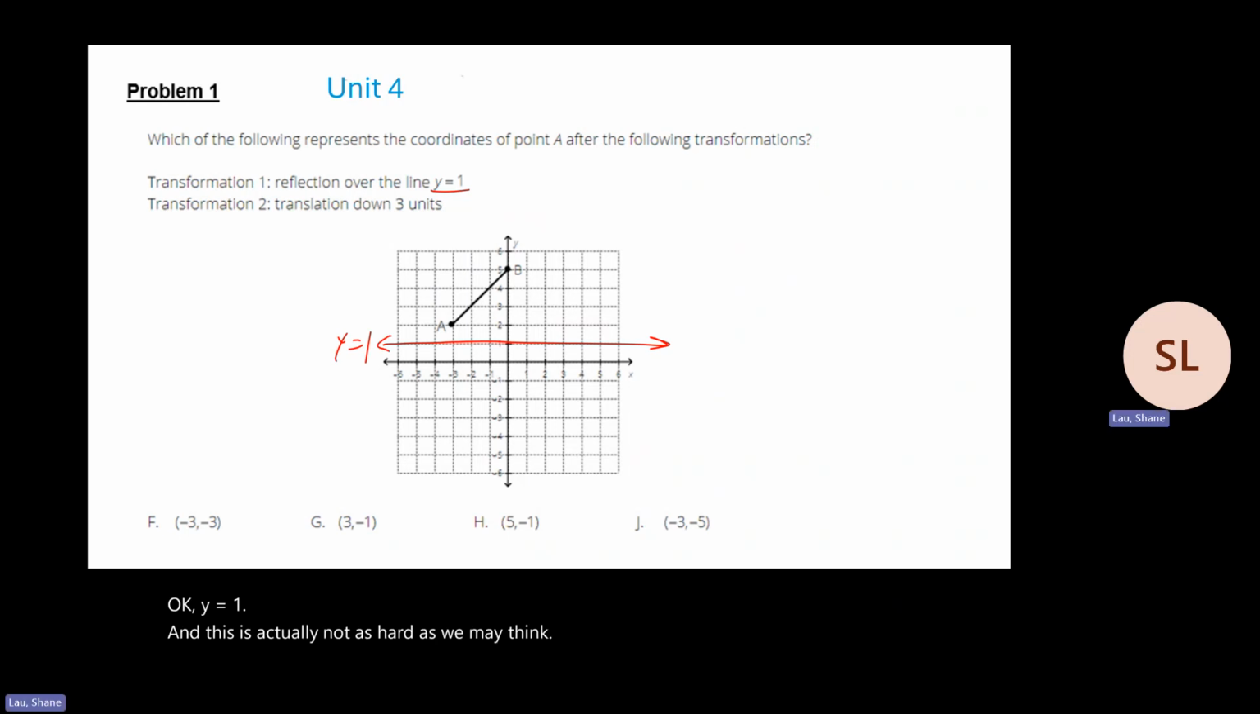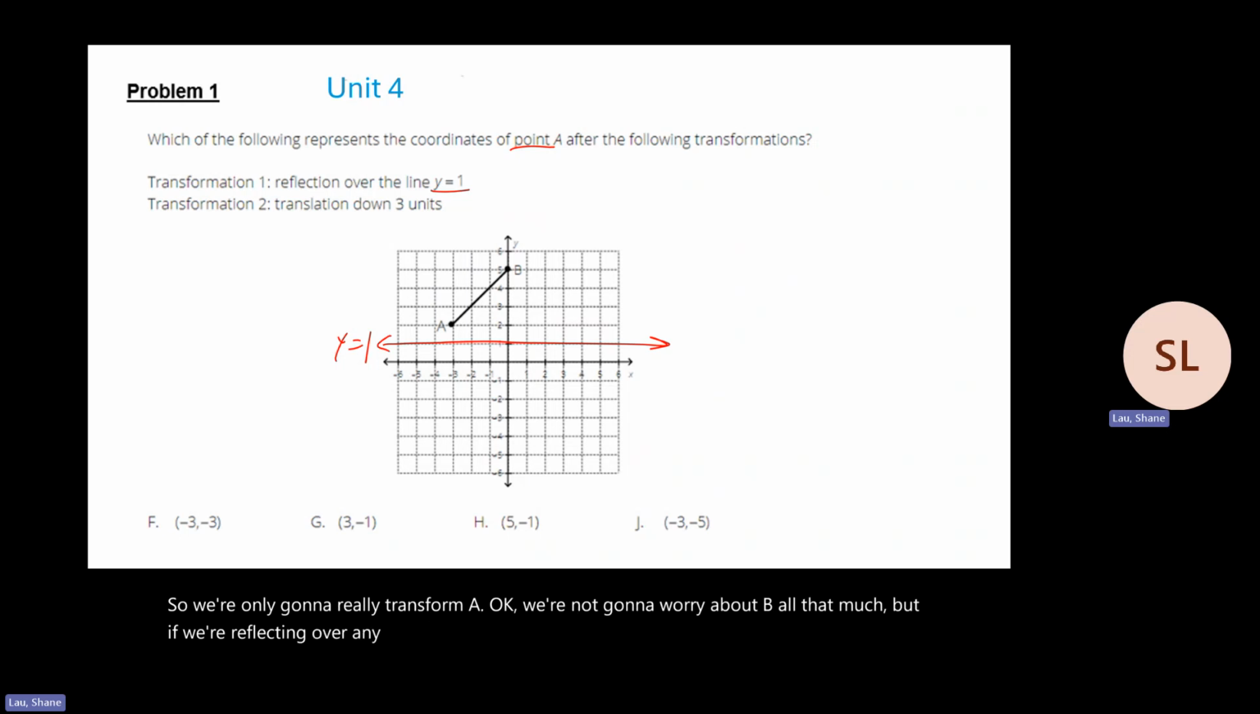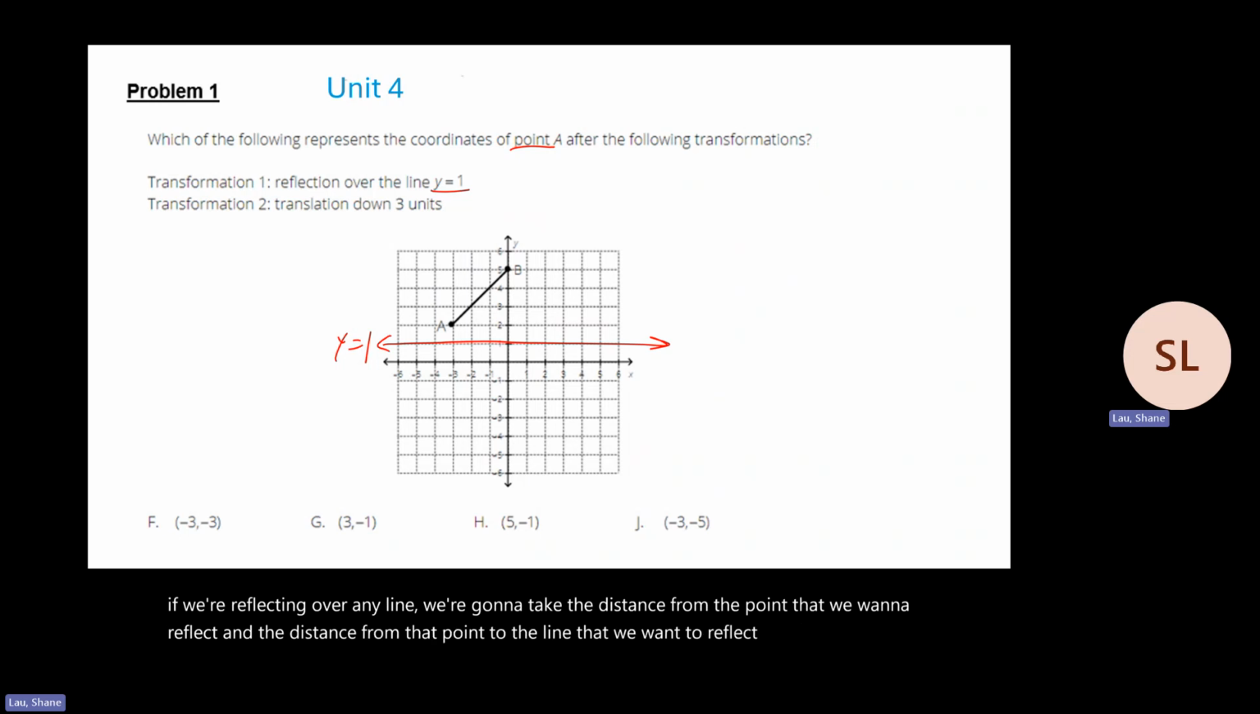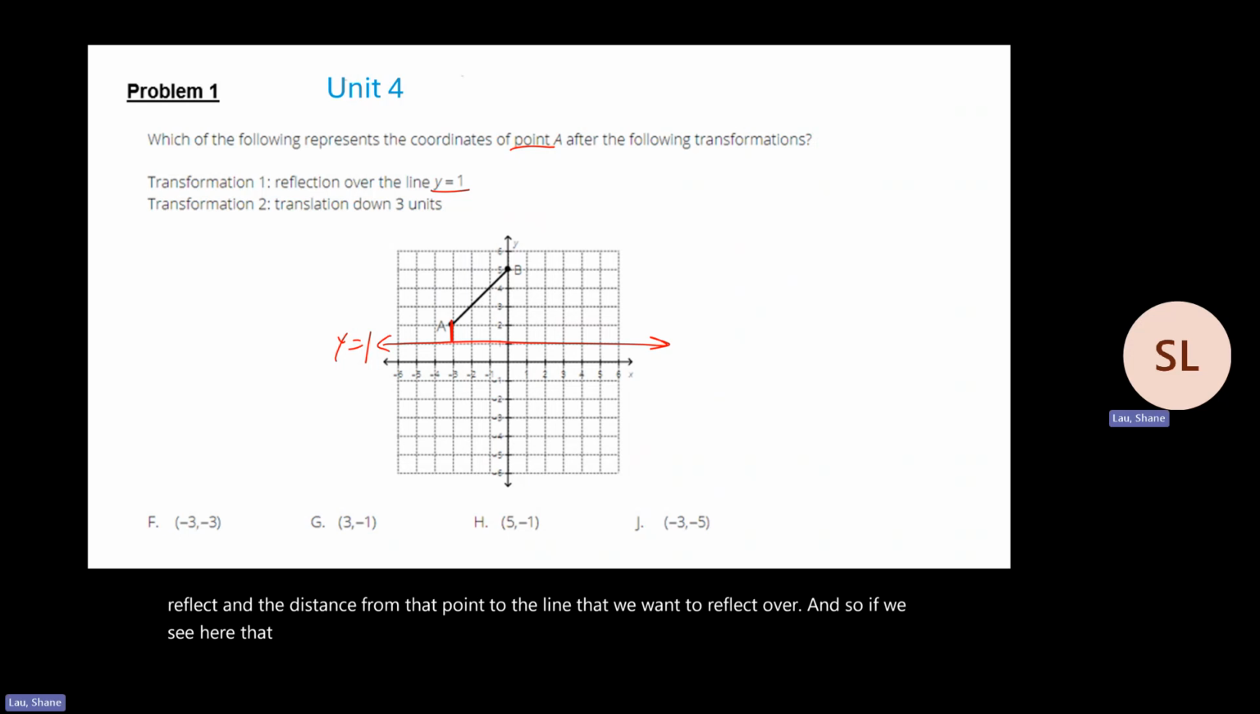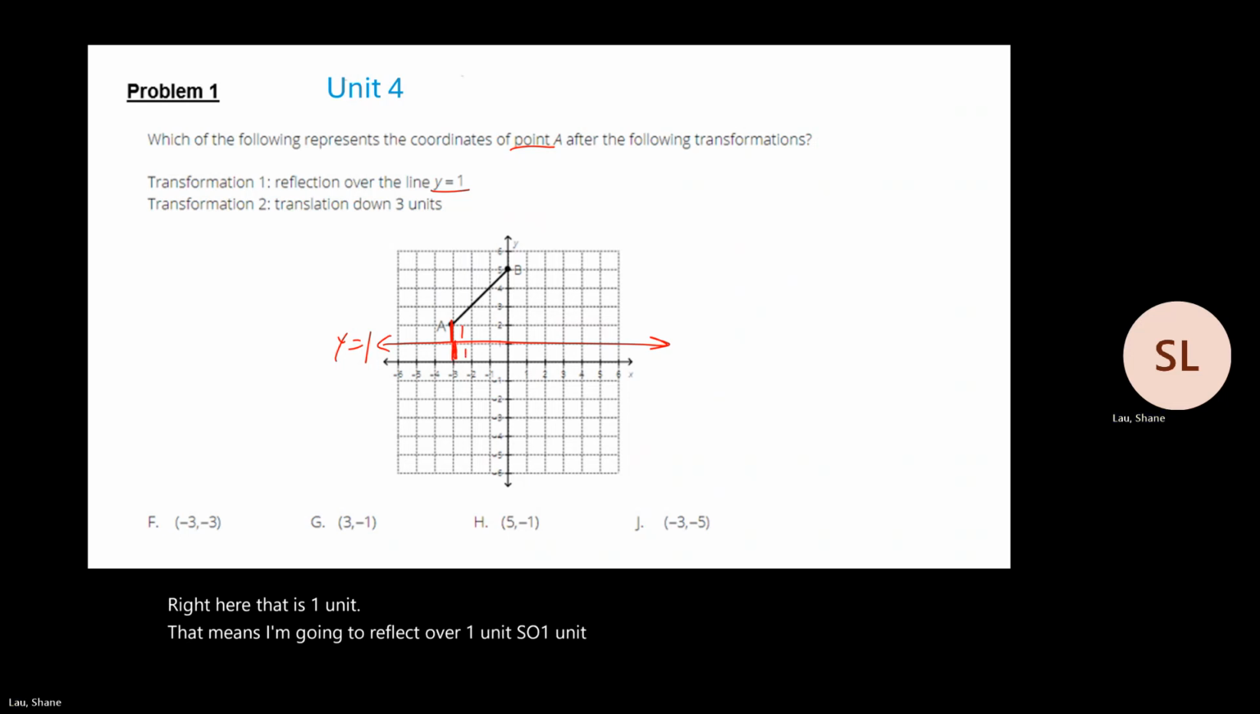Okay, and so we want to first off find what point A is. So we're only going to really transform A. Okay, we're not going to worry about B all that much. But if we're reflecting over any line, we're going to take the distance from the point that we want to reflect and the distance from that point to the line that we want to reflect over. And so if we see here that this right here, that is 1 unit. That means I'm going to reflect over 1 unit. So 1 unit down. That's my new A, at least for transformation 1.